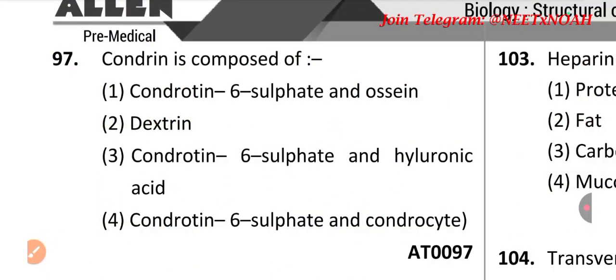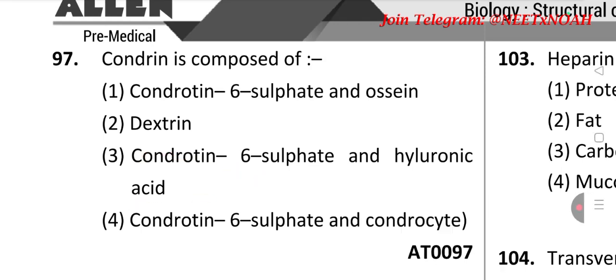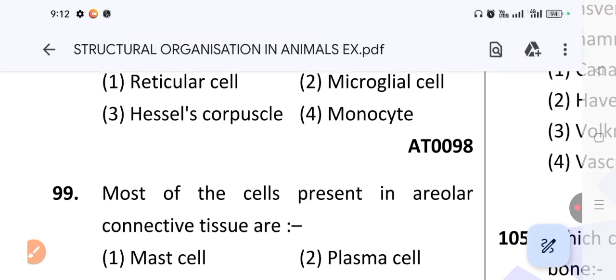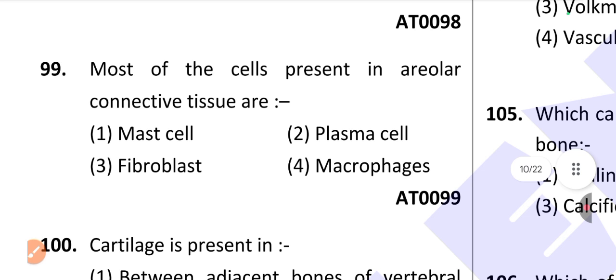So what is chondrin composed of? It is composed of chondroitin 6 sulfate and hyaluronic acid. Next 98th question, histiocyte of brain is. So the histiocyte of brain, it is the microglial cell. Option number 2. Next 99th one, most of the cells present in areolar connective tissue are.